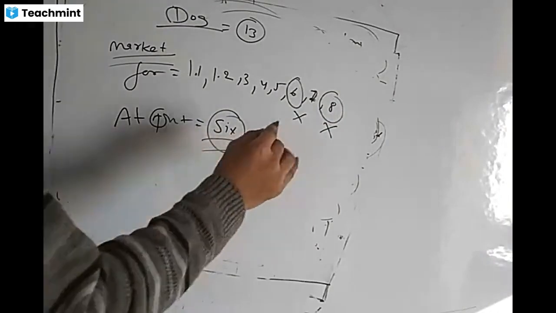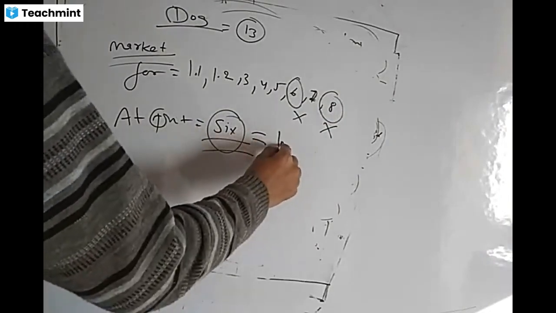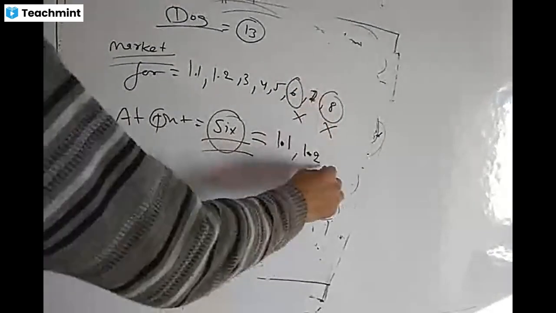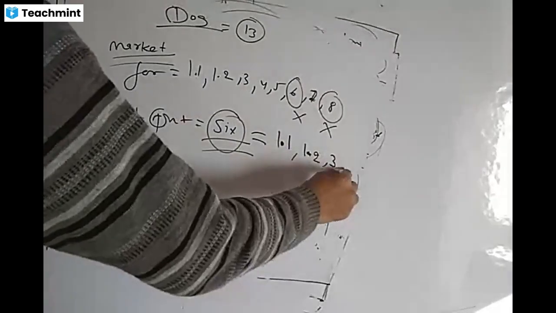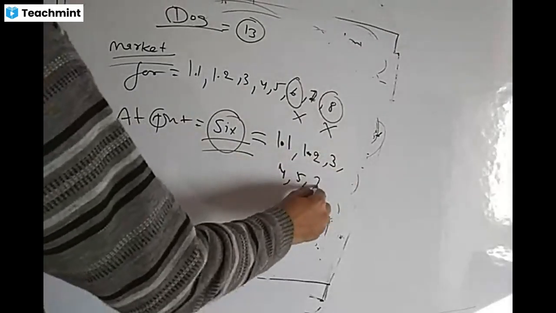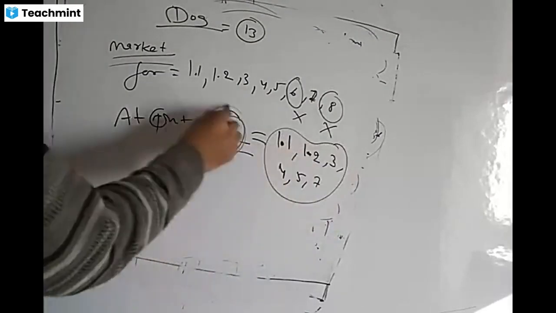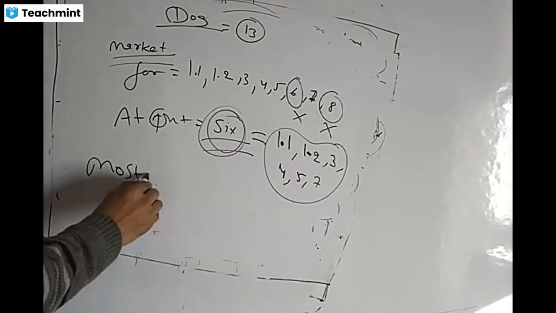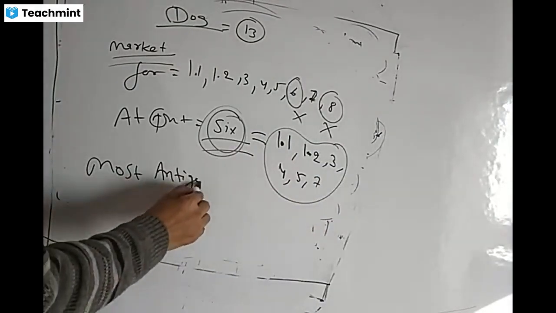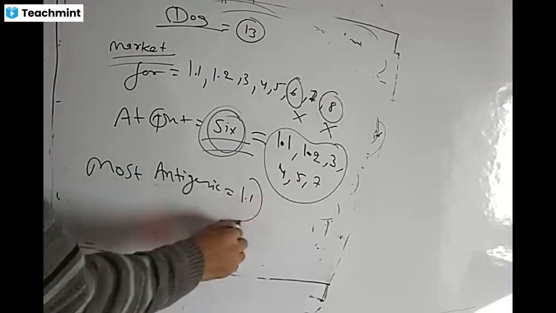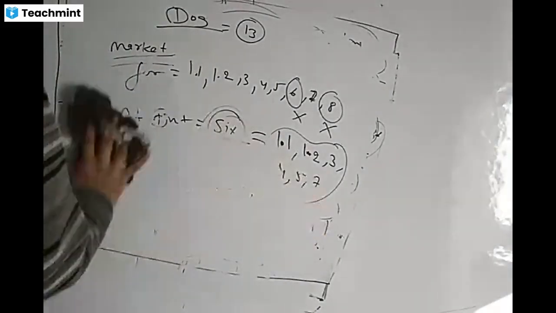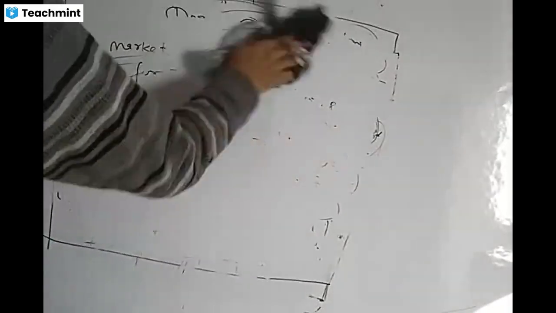So, the commercially available reagent for the typing, they are available for 1.1, 1.2, 3, 4, 5, and 7. Only for these 6. Out of these blood groups, the most antigenic is 1.1. So before any transfusion, the donor should be 1.1 negative.